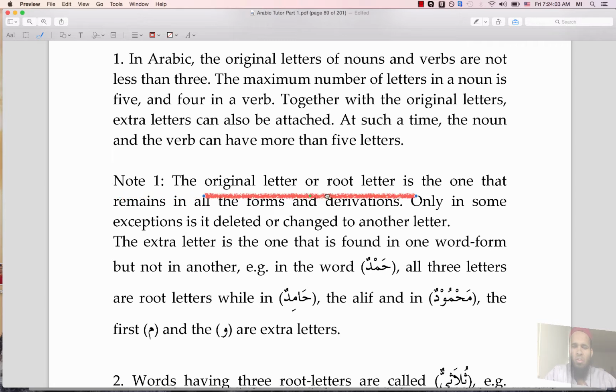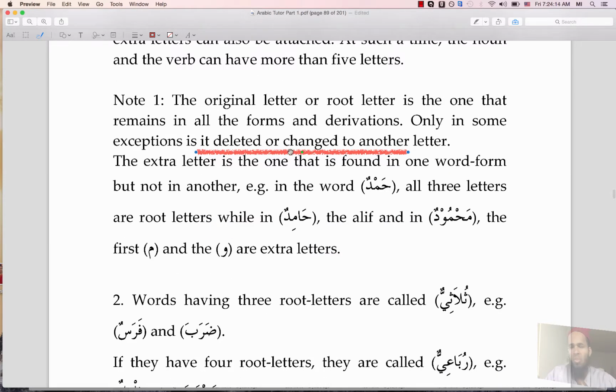The original letters, or the root letters basically, are the ones that remain in all the forms and derivations. Only in some exceptions is it deleted or changed to another letter. So we've been saying fa'ala, sami'a, daraba, all of these are the original letters. They're always going to be there, with the exception in some cases that they may be deleted or changed into something else.